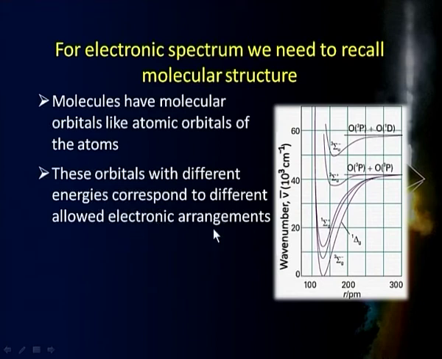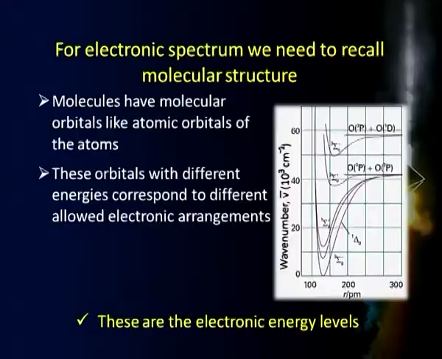If I look at a molecule, say a simple molecule like the hydrogen molecule ion or even the hydrogen molecule, there are two nuclei, and there are electrons distributed around these nuclei. There can be different possible arrangements of electrons around the nuclei. Each of these arrangements corresponds to a given energy, and that is basically what we mean by an energy level. So, they are the electronic energy levels.